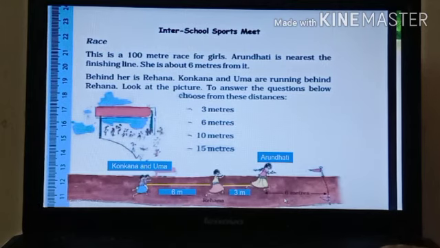Next, behind her is Rihanna. Rihanna is running behind Arundhati. Now Konkna and Uma are running behind Rihanna. The two girls running behind Rihanna are Konkna and Uma. Look at this picture. To answer the questions below, choose from these distances. These are showing the distance between these girls. Now we will solve the questions.